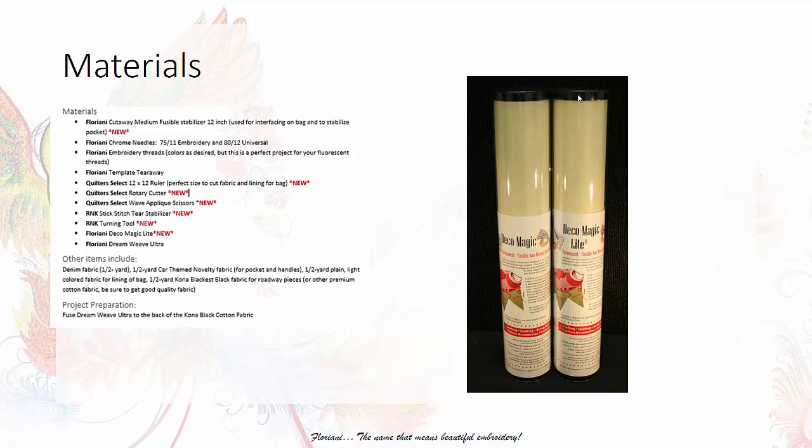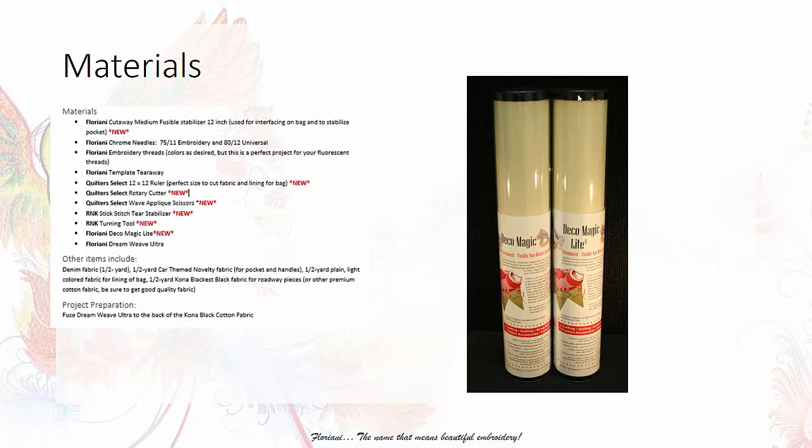And the preparation for this project is fairly simple, but I want you to fuse Dreamweave Ultra to the back of your Kona black cotton fabric. So you're going to fuse that to the back of the fabric first, and then you're going to cut the fabric into smaller sizes, and then we're going to lay that on that stick stitch tear and embroider the road pieces.